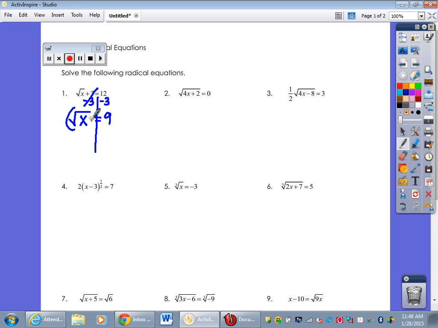To undo a square root, you have to do the opposite, which is to square. And what you do to one side, you have to do to the other. So your answer becomes 81. 9 squared is 81.